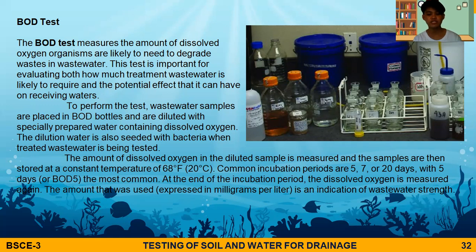The amount of dissolved oxygen in the diluted samples is measured, and samples are then stored at a constant temperature of 68 degrees Fahrenheit or 20 degrees Celsius. Commonly, incubation periods are 5, 7, or 20 days, with 5 days or BOD5 the most common. At the end of the incubation period, the dissolved oxygen is measured again. The amount used, expressed in milligrams per liter, is an indication of wastewater strength.